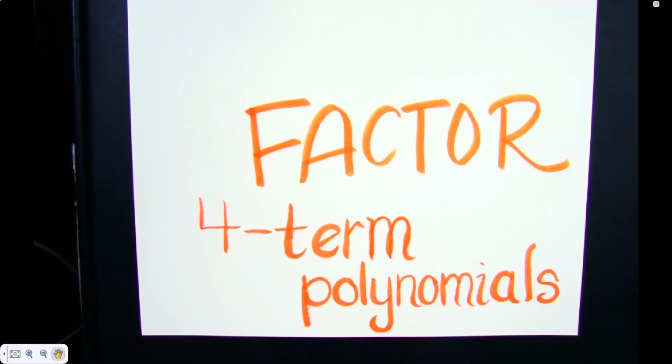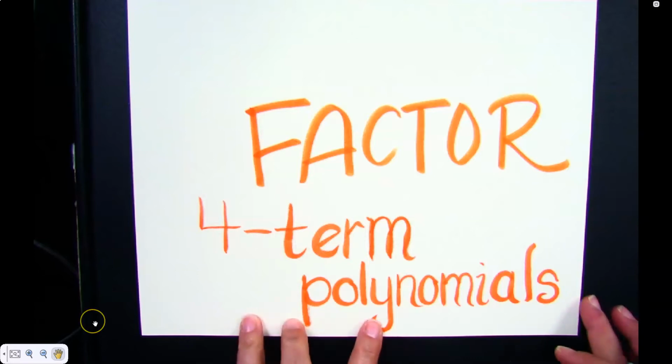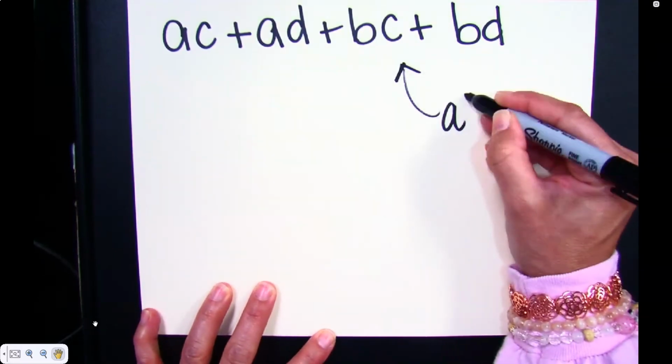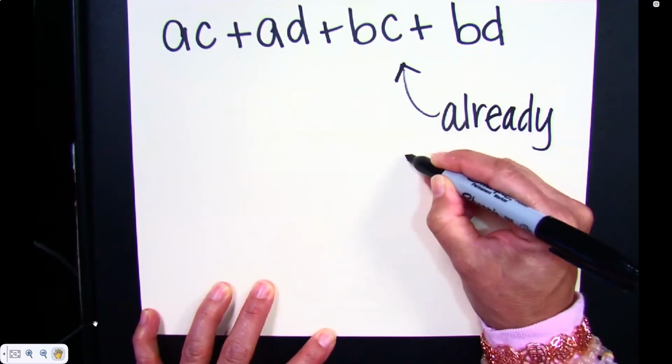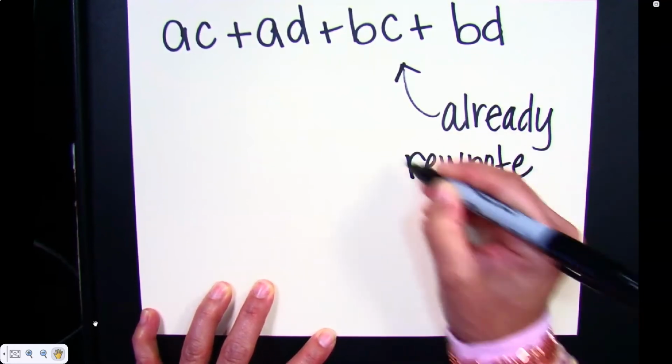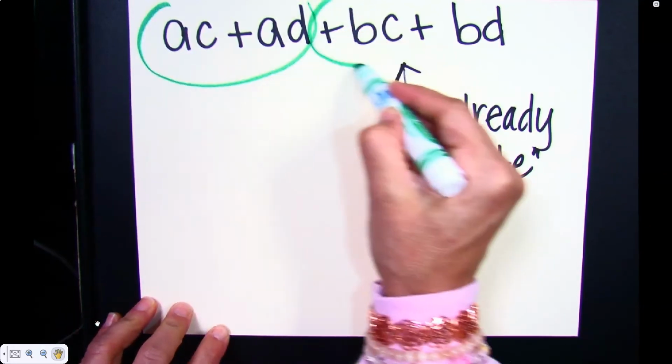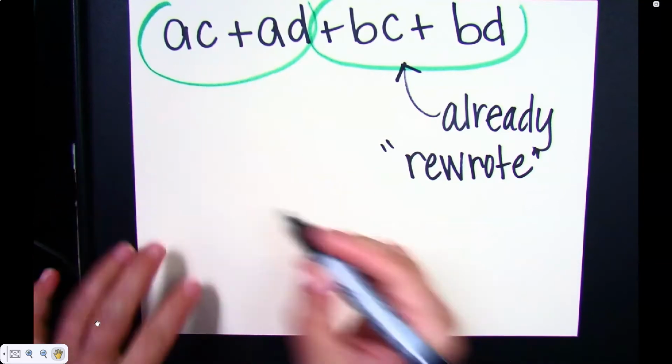Okay, let's go ahead and talk about how to factor four-term polynomials. If you have been factoring along with me with the previous video, this is actually easy. Let me show you what's going on here. So what we have here are four terms. Whenever you have four terms, the middle term has already been rewritten for us, and I'll show you what I'm talking about. You just turn this into a GCF problem here.